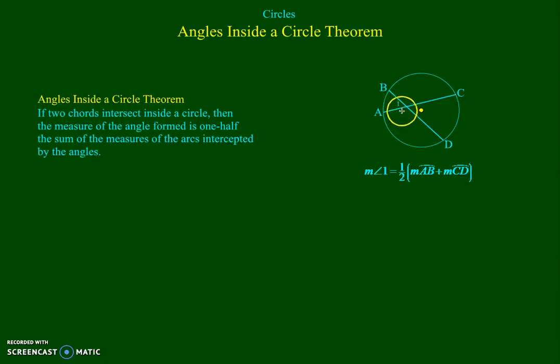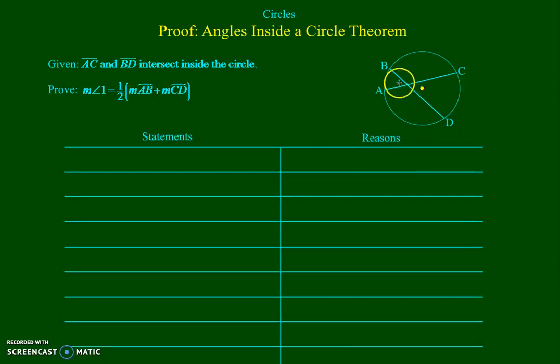So let's take a look at the proof and see if we can figure out how this works. What we're going to do is show that angle 1 equals 1/2 AB plus CD, given that AC and BD intersect inside the circle. The first piece of this proof is to establish some new information by drawing some auxiliary lines. We're going to draw an auxiliary line between BC and AD, and we're going to create inscribed angles. And we're going to use the relationships of those inscribed angles to relate this angle to these arcs.